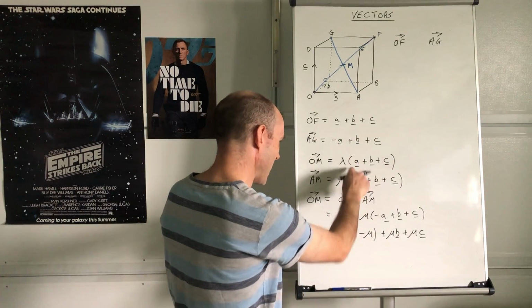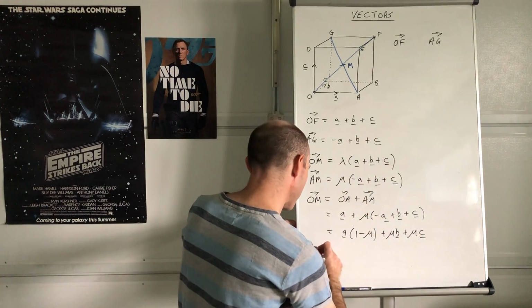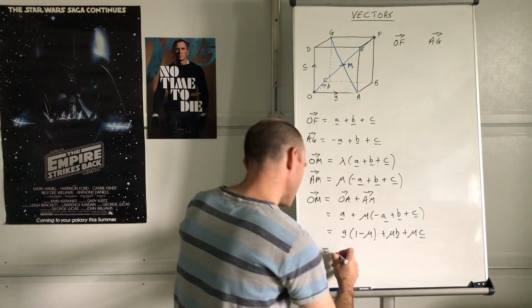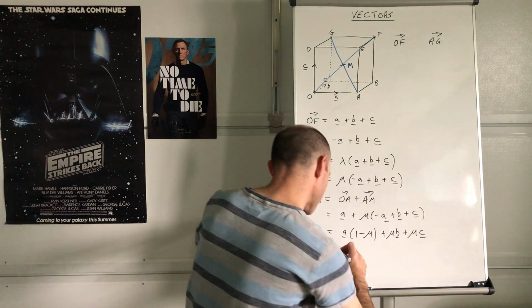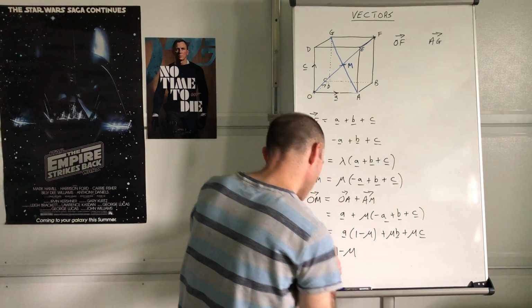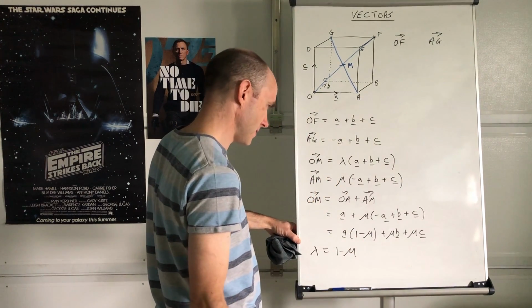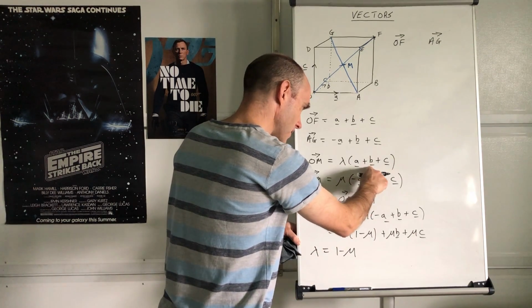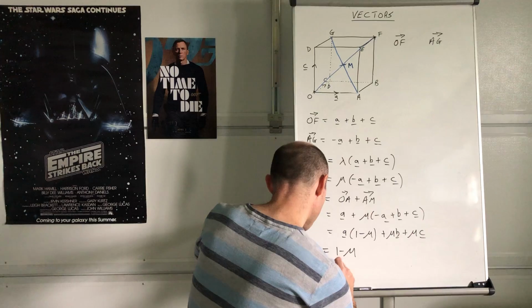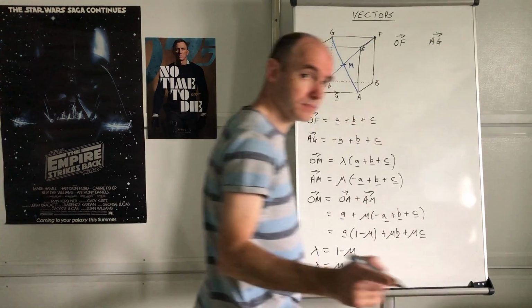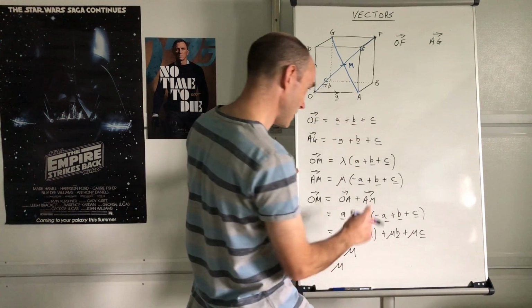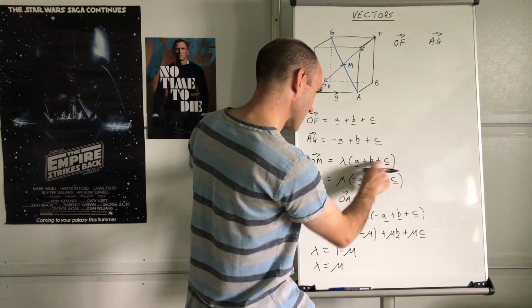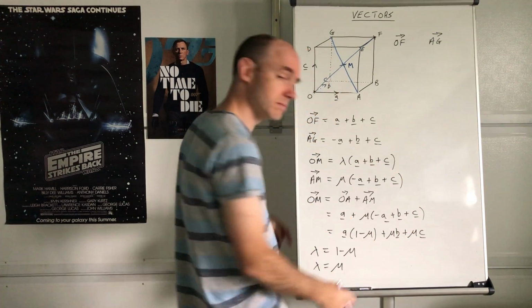So I'm going to create the A components. That means I'm going to have lambda A is equal to 1 minus mu A. So lambda equals 1 minus mu. And if I equate the B components, I'm going to have lambda equals mu. I don't need to do the other one, but if I did, I'd have the C components, lambda is equal to mu again.